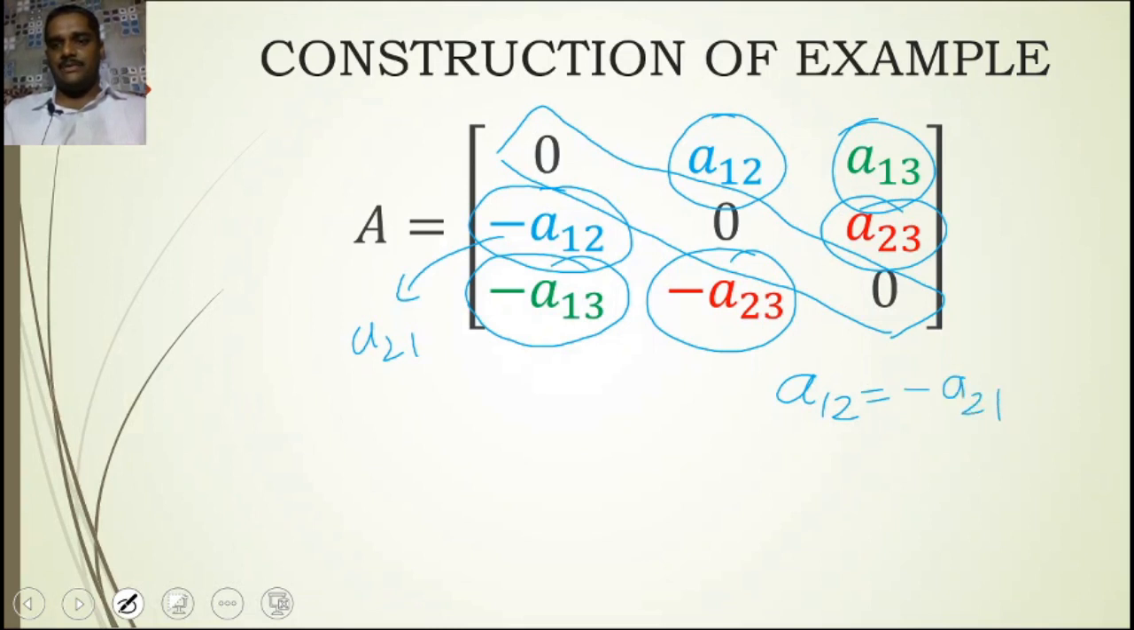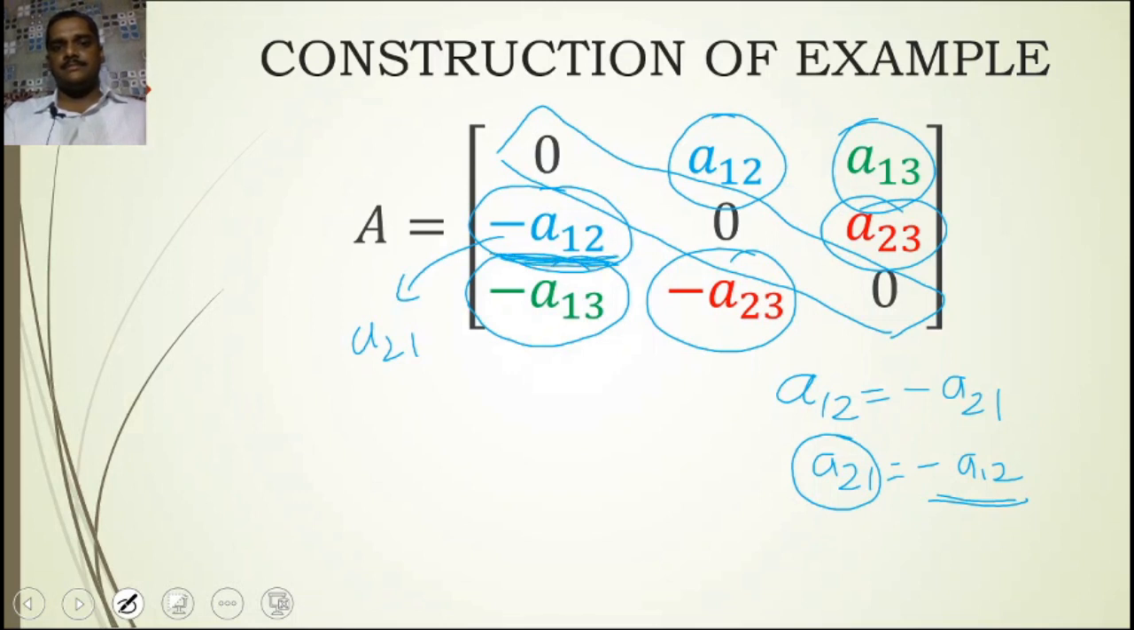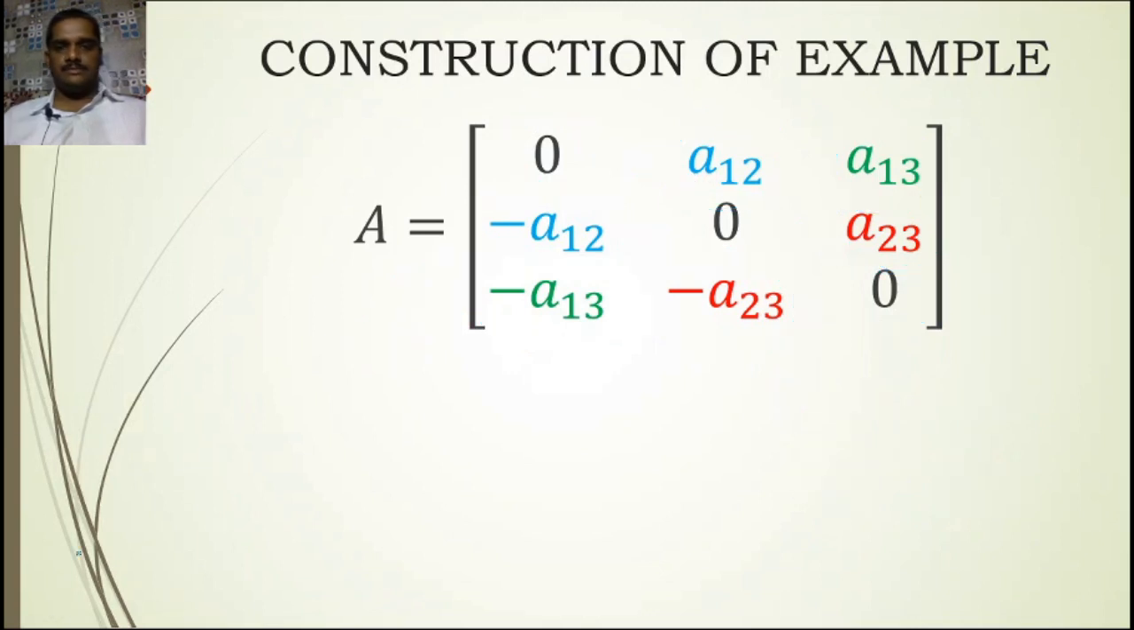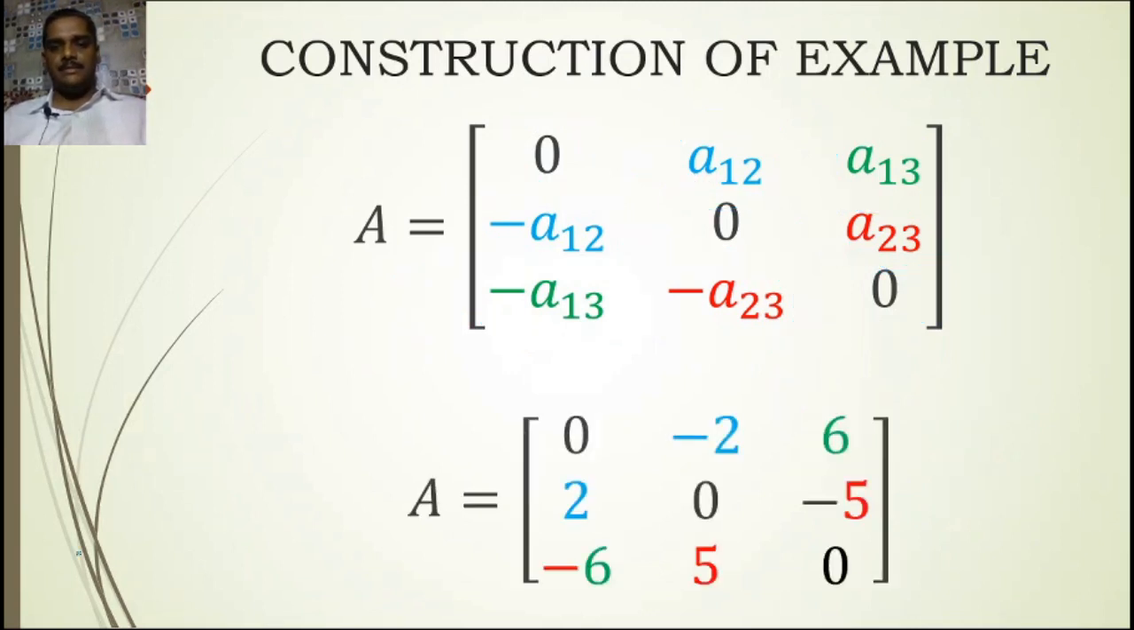And if it is minus a_21, what can I have? I can even say a_21 equals minus a_12, as I am multiplying both sides by minus 1. So instead of writing this a_21, I am writing minus a_12 here. And similarly for the others. Let's see an example. So here it is, an example of a skew-symmetric matrix.